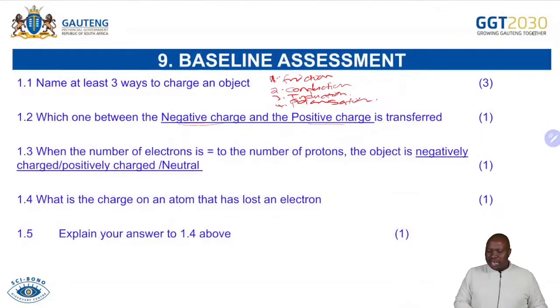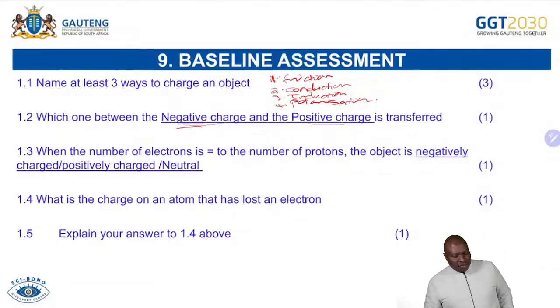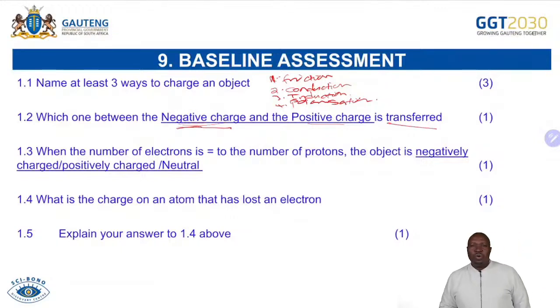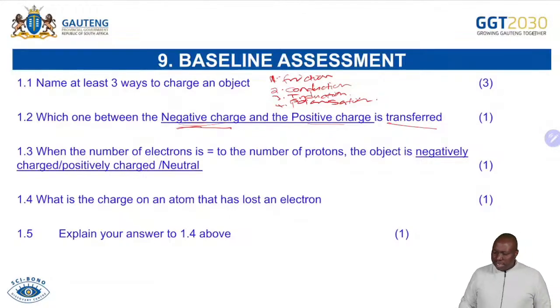So we know that it is the negative charge that is transferred. The movement is the movement of the negative charge. Hence, I've shown you the loss of electrons and gaining of electrons. We always talk about the electron, the negative charge. It is either lost or gained. Then we know that we are able to move like that. Now, on 1.3, we're saying when the number of electrons is equal to the number of protons, the object is said to be negatively charged, positively charged, or neutral.